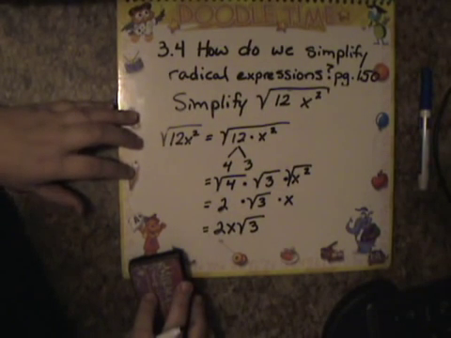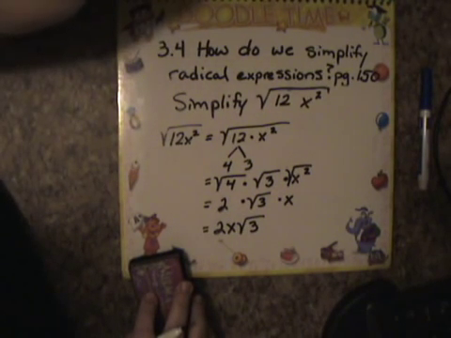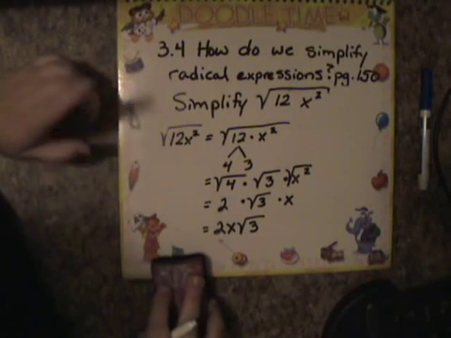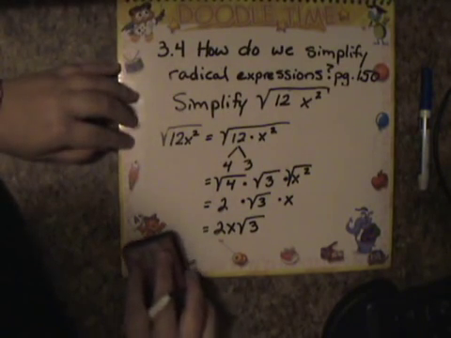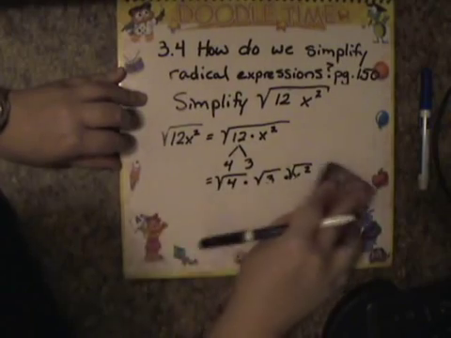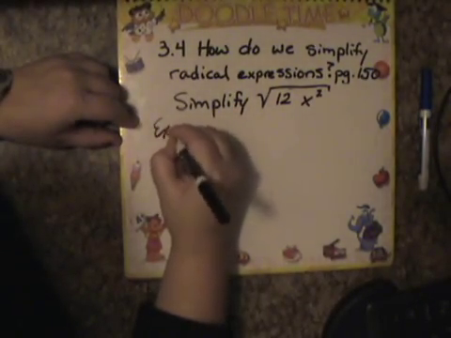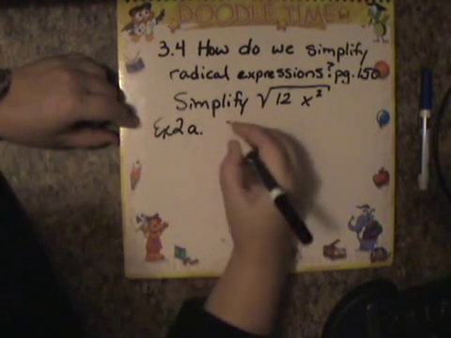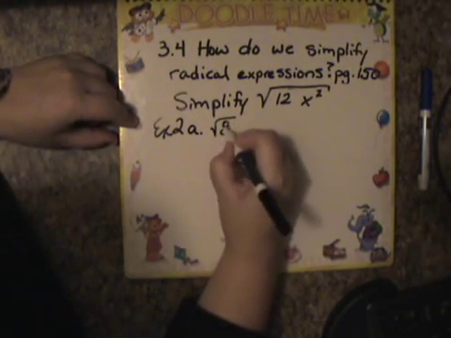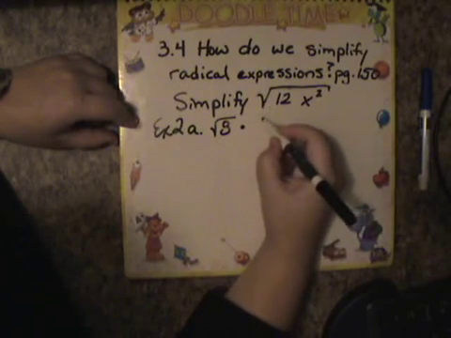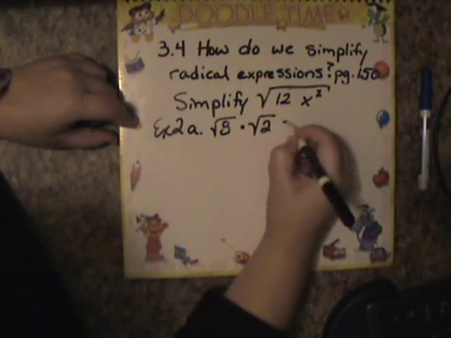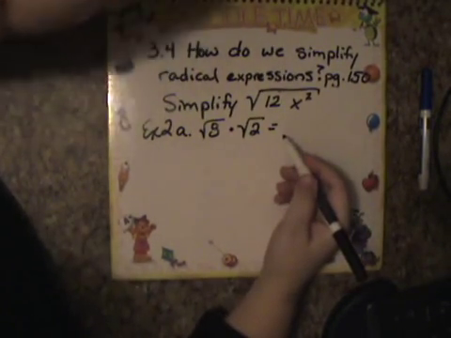Now, example 2 has two different parts, A and B. So let's look at example 2. And then A. A says radical 8 times radical 2, and it's supposed to be equal to something.